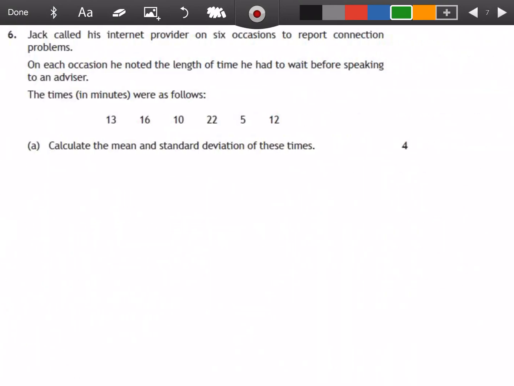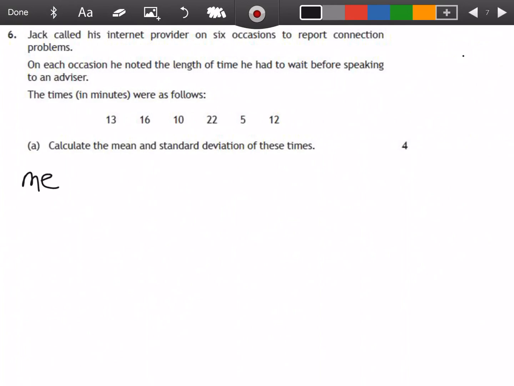Number 6. Right, Jack phoned his internet provider on 6 occasions to report connection problems, blah, blah, blah. So these are the lengths of time that he's had to wait on the phone before speaking to an advisor. I bet these internet providers have had loads of phone calls over the last couple of weeks. Right, let's see. Calculate the mean and the standard deviation.